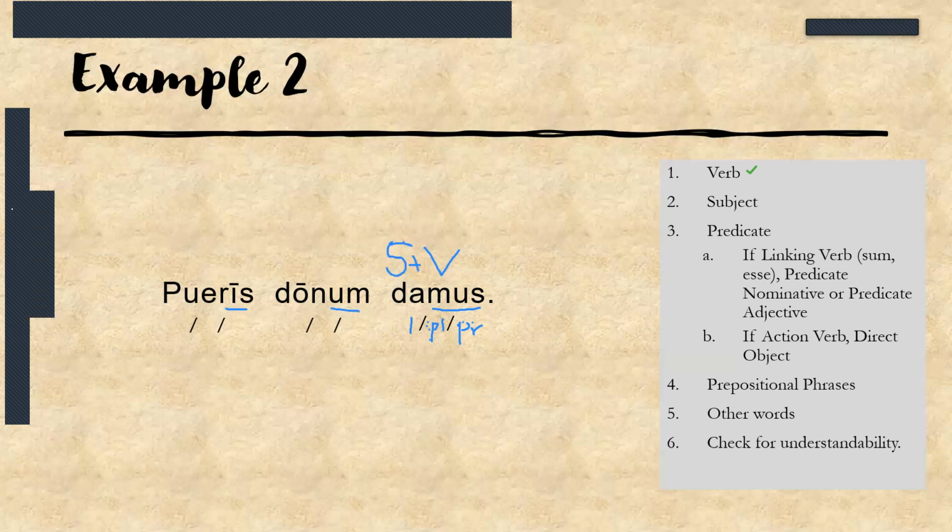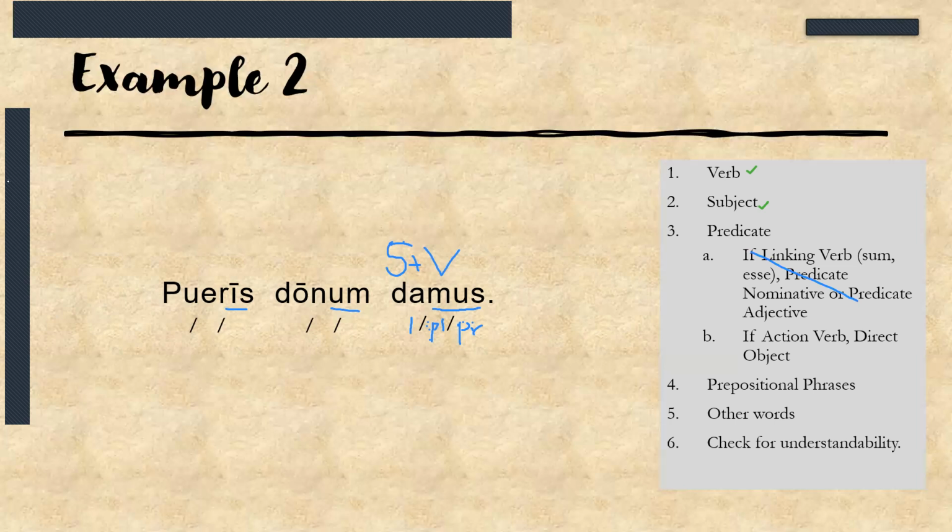I've translated that. Now we're going to go on. We're going to find a predicate. Is this a linking verb? Is it a sum? Is it an is? No, it's a give. It's an action. So we will not worry about a linking verb. Instead, we're going to think about an action verb, and we're going to look for a direct object.